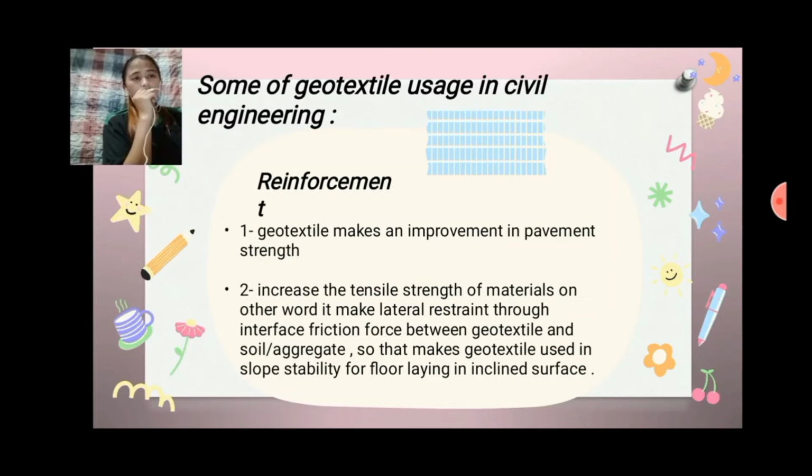As you noted above, geotextiles are effective tools in the hands of the civil engineer that have provided many solutions and solved many problems in civil engineering fields. That's all for my topic.